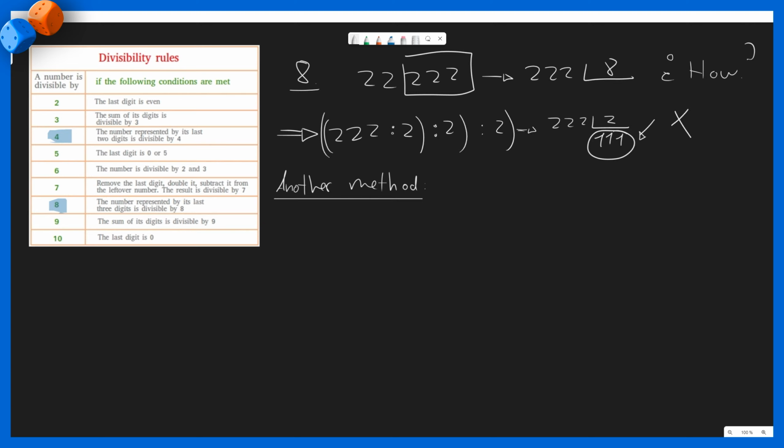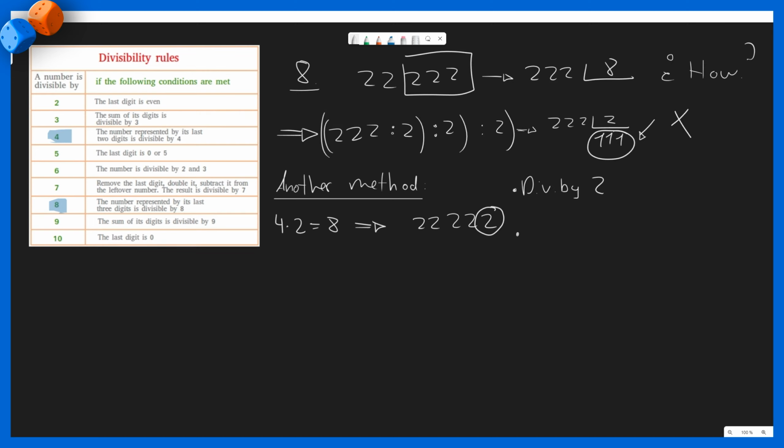We could also use another method. To check if a number is divisible by 8, we just have to see if it's divisible by 4 and by 2, because 4 times 2 is 8. So, for the exact same example we've just done, we will take the last 2 digits. We know that a number is divisible by 2 if the last digit is an even number. In this case, 2 is an even number, so it's divisible by 2.